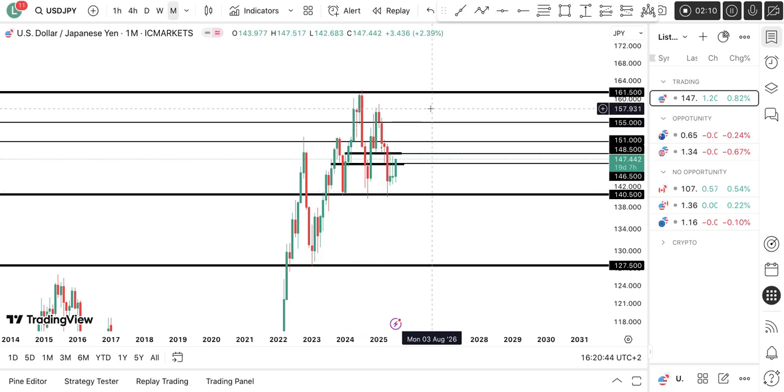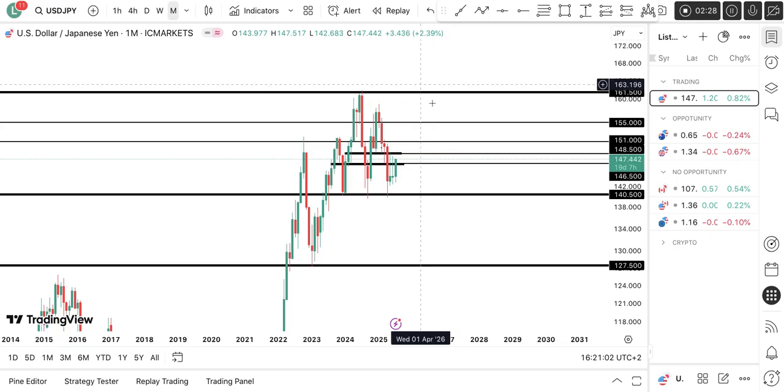So right now, USGJPY is an A plus setup because it is trending in the direction of the overall trend, the monthly. This is very important to understand and note, and we should learn to take advantage of these opportunities.